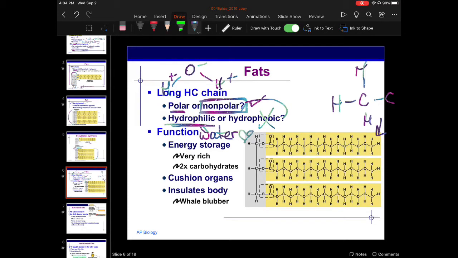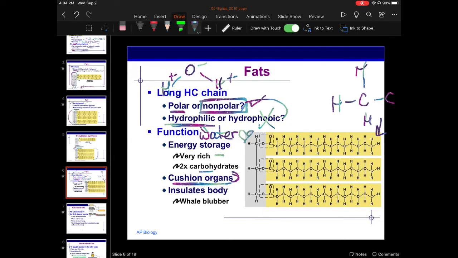We call them survivalists because back in the caveman era, when food was few and far between, the people that could store fat as an energy source survived better than people who couldn't. It tends to be very rich and can store up to 2 times more energy than carbohydrates can store. It also fills in around your organs and cushions them. Some people have too much, but that is an important function to insulate it.